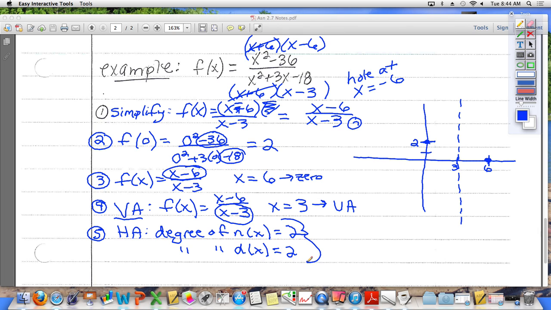You take the lead coefficient divided by the lead coefficient. Good job. In this case it is what? The lead coefficient of the numerator is 1, and of the denominator is 1, so we have 1 divided by 1, which is equal to 1. So you go up to 1 on the y-axis. What are you going to draw there? A horizontal asymptote at y equals 1.